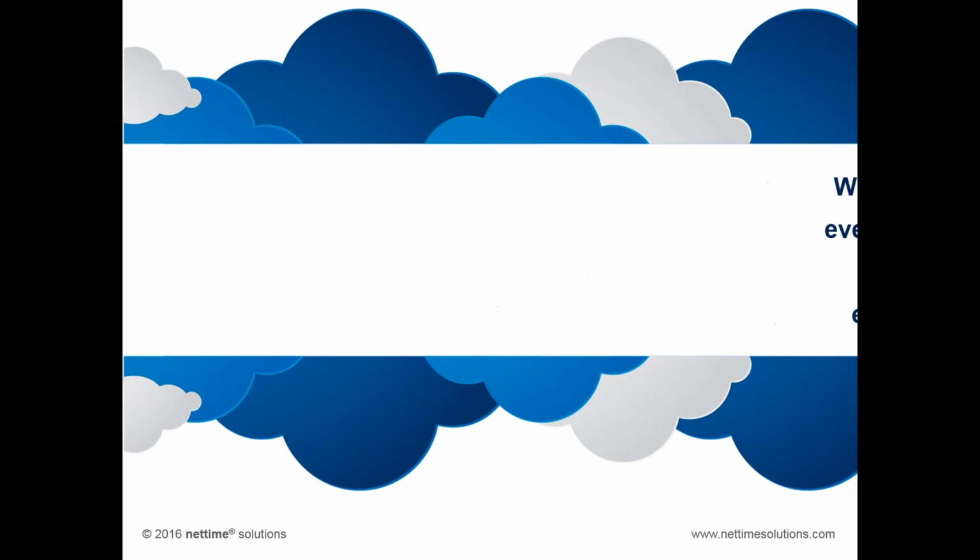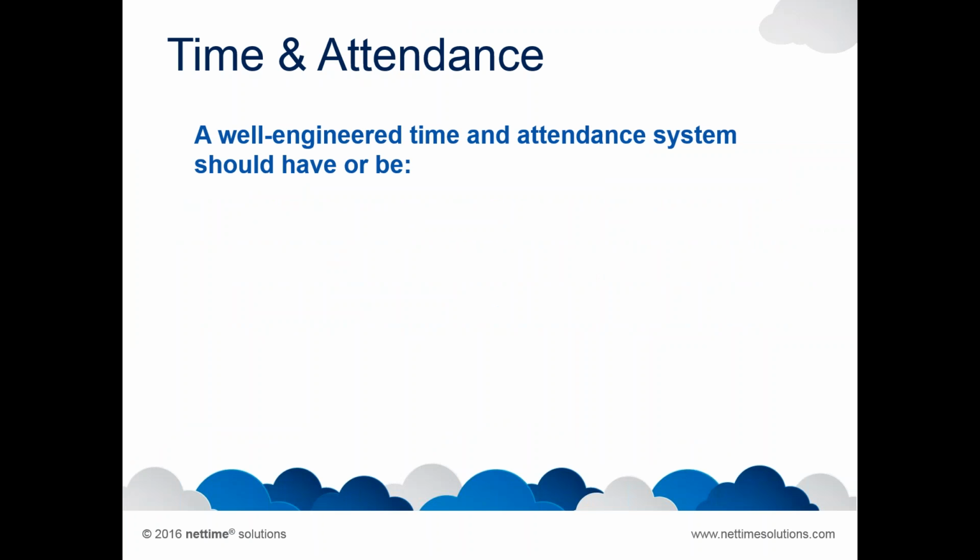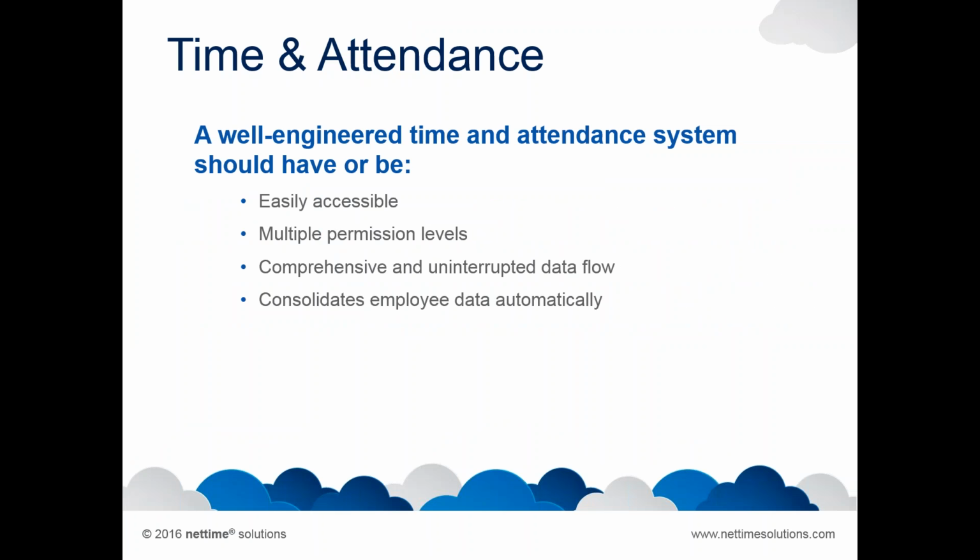Moving on, a comprehensive time and attendance system needs to be able to handle your organization's processes effectively and produce the results, analysis, and reports whenever they're required. Below is a simple checklist of items that a well-engineered system should have. Should include things like easy accessibility, multiple permission levels, comprehensive and uninterrupted data flow, and it consolidates employee data automatically.